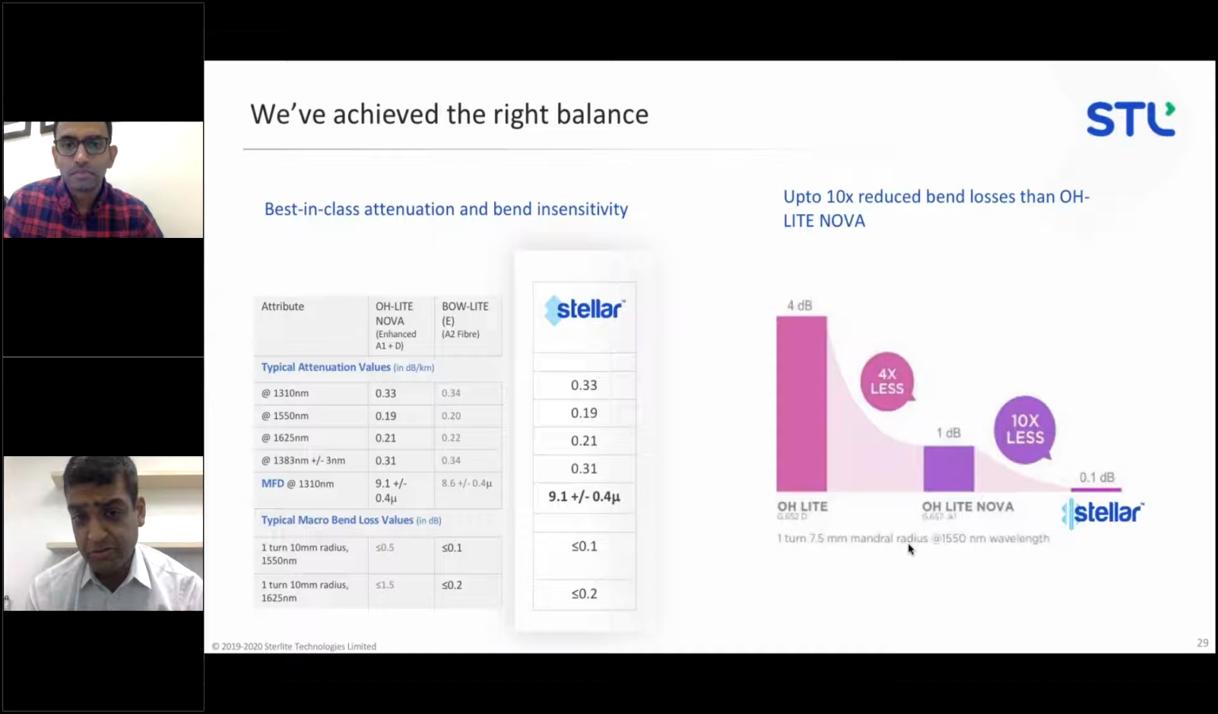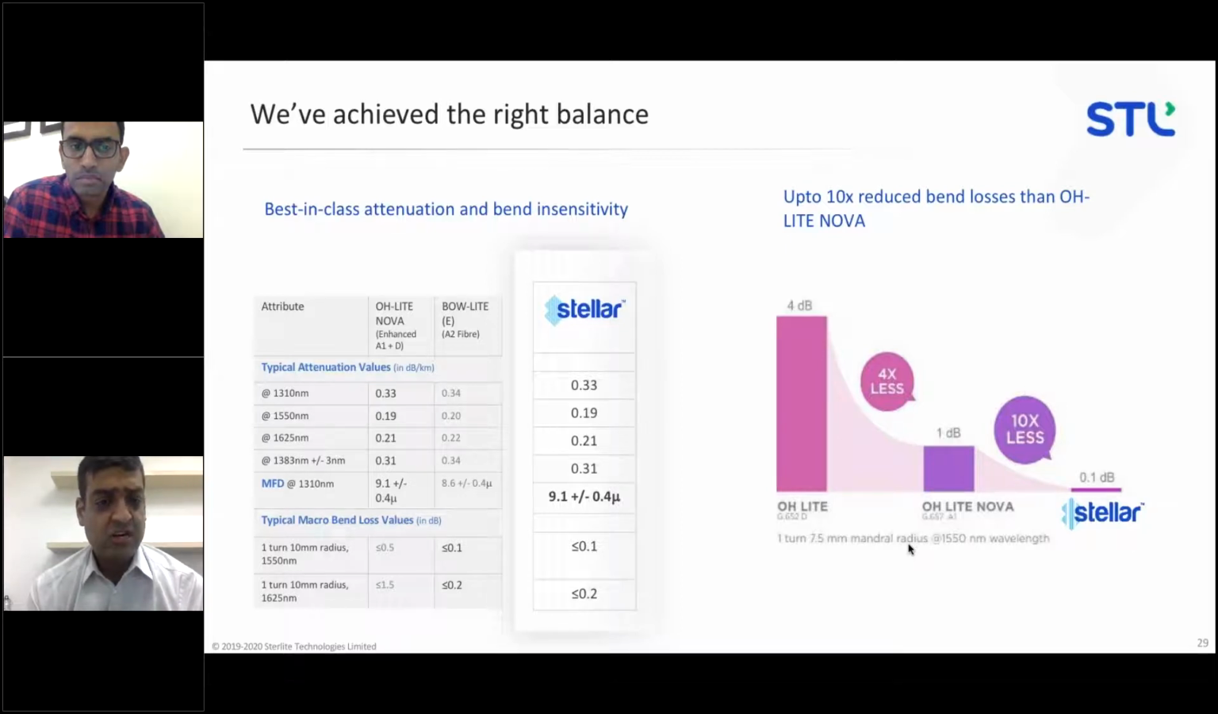And we would like to introduce to you Stellar, the new fiber that we have created. What it does is it combines the best-in-class attenuation with bend insensitivity. Now, when you compare Stellar with G.657A2 fiber, or Bolite, as we refer to it in our brand name, or when we compare it to G.652D, which is OH Lite Nova, what you see is that those attributes combine beautifully.